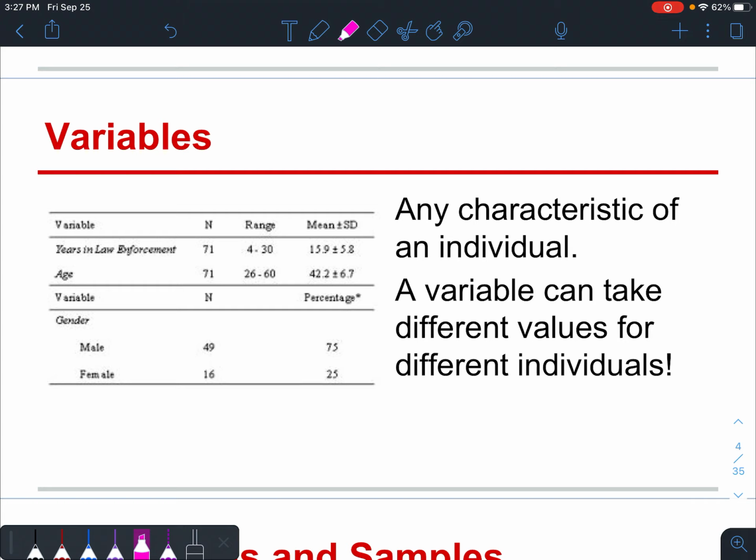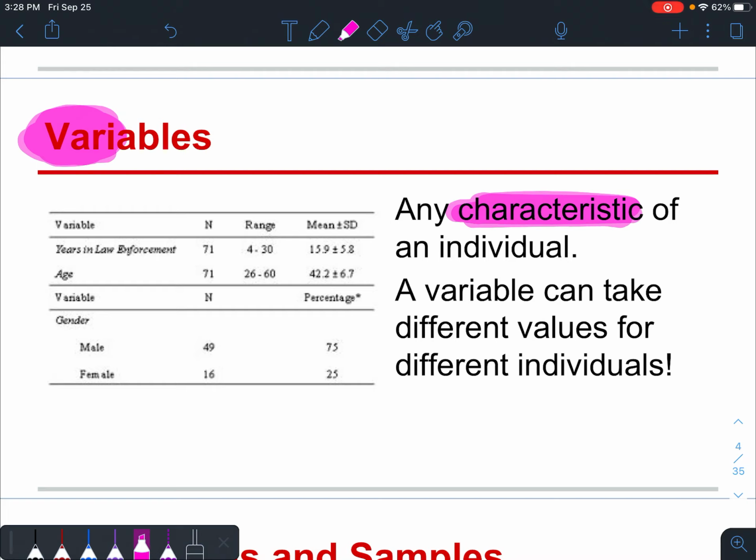Variables. Now this is going to be the characteristic that we're talking about. This is what's going to change from person to person. This is what is going to vary from person to person. And we're talking about that characteristic. So it can be a number, it can be a word. We'll get into qualitative and quantitative in a few lessons from now, but we'll get into that later. But that's what's going to change from person to person, or thing to thing, or individual to individual. This can take different values for different individuals. And that's kind of what I was talking about when I said that this is going to vary from person to person or thing to thing.